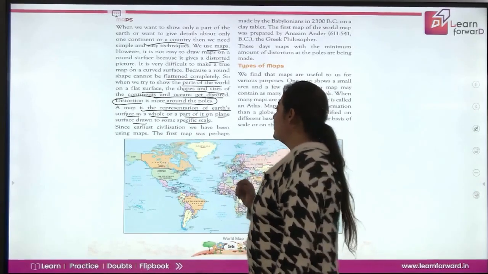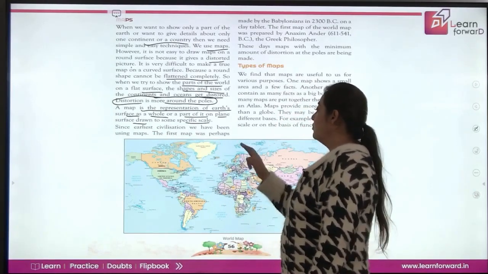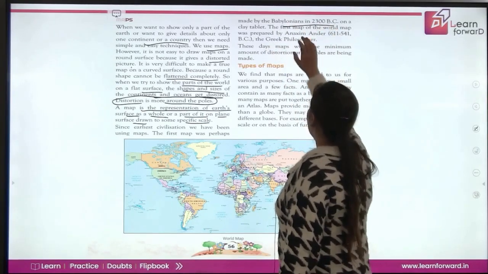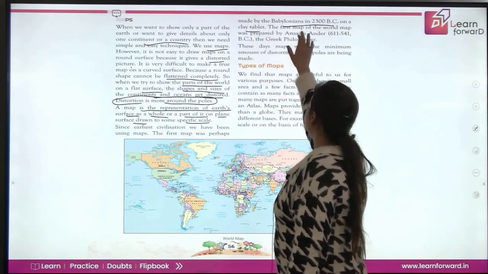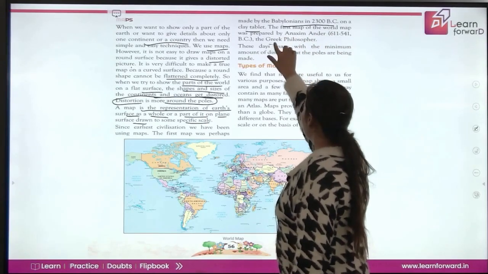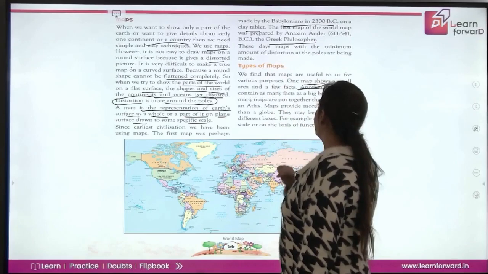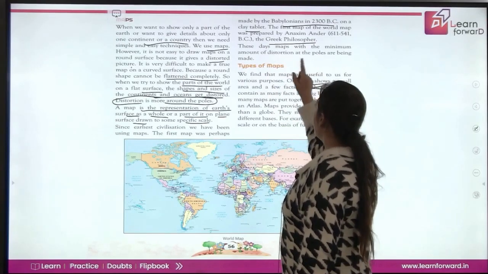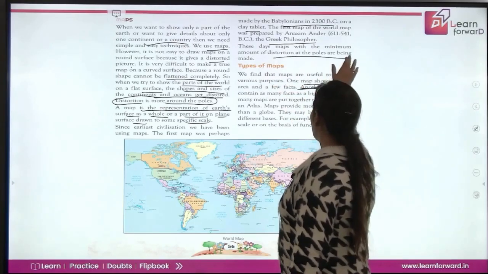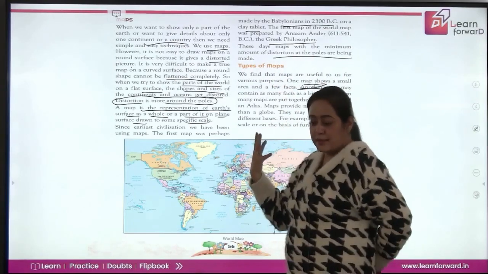Now, since earlier civilizations, we have been using maps. The first map was made by Babylonians in 2300 BC on a clay tablet, right? The first world map was prepared by Anaximander, a Greek philosopher. Now, these days, if we talk of maps, the maximum amount of distortion is at the poles. So, we have talked that the maximum amount of distortion happens at the poles.